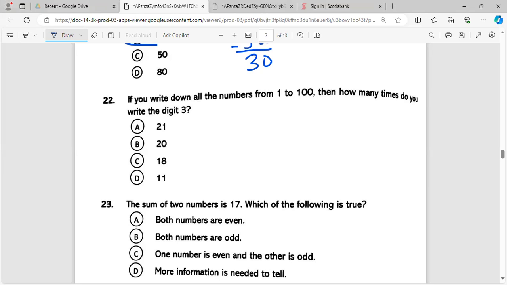All right. 22 says, if you write down all the numbers from 1 to 100, how many times do you write the digit 3? So WhatsApp that one to me, and then we discuss it. What's the answer? If you write down all the numbers from 1 to 100, how many times would you write the digit 3? 20.